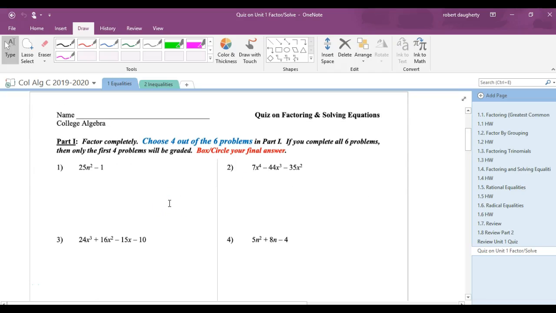Okay, guys, we had the quiz on factoring and solving. Let's take a look at some of this stuff. Okay, here's the thing. Greatest common factor. That is the first thing you do if it works, okay? Then you look at all the other things you had. So we had greatest common factor. Try that first. And then we branch out.